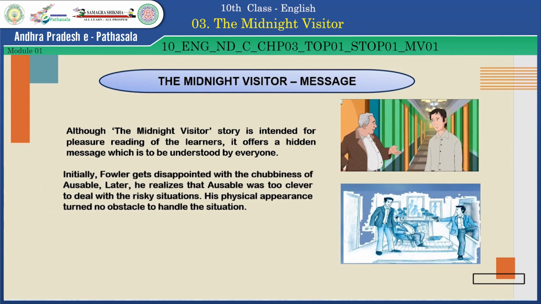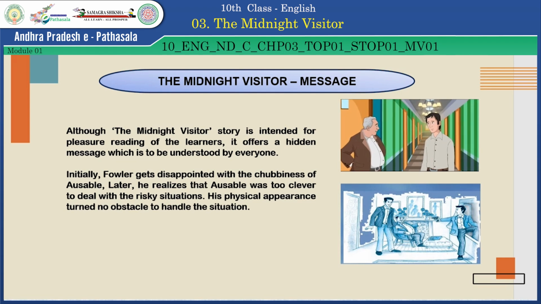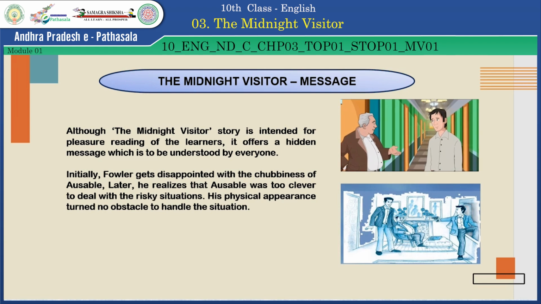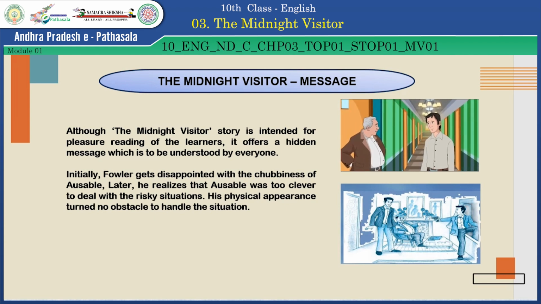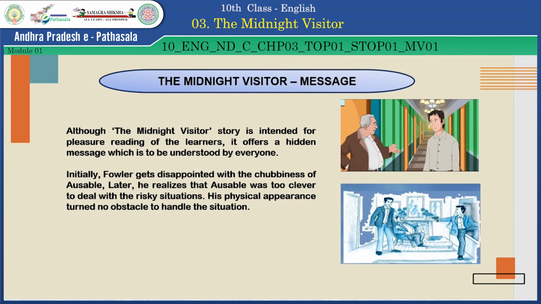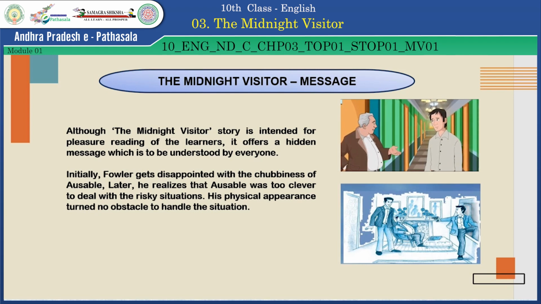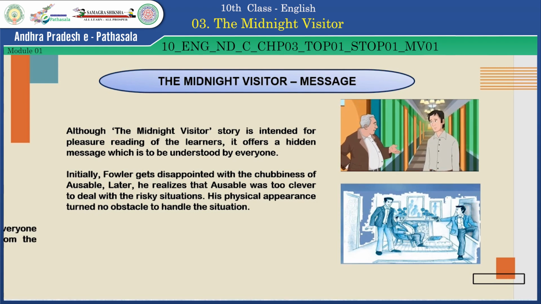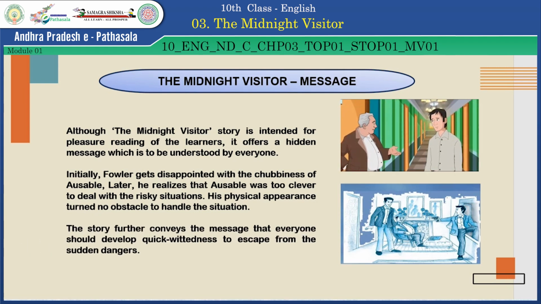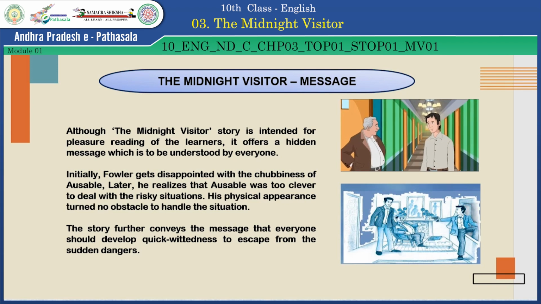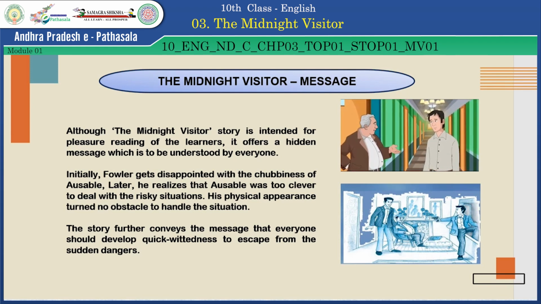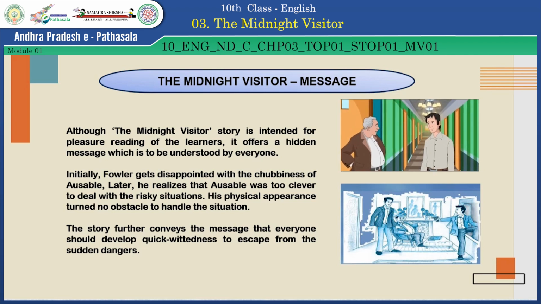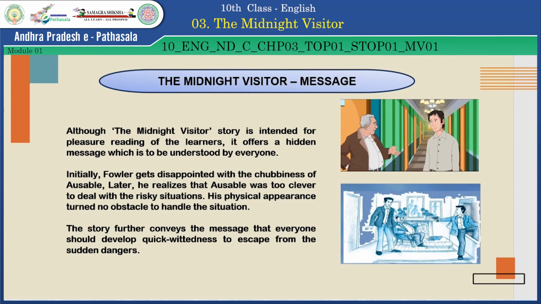Initially, Fowler gets disappointed with the chubbiness of Asabul. Later, he realizes that Asabul was too clever to deal with the risky situations. His physical appearance turned no obstacle to handle the situation. The story further conveys the message that everyone should develop quick-wittedness to escape from the sudden dangers. Now, we switch to the summary of the story Midnight Visitor.